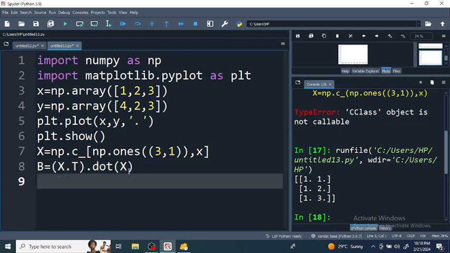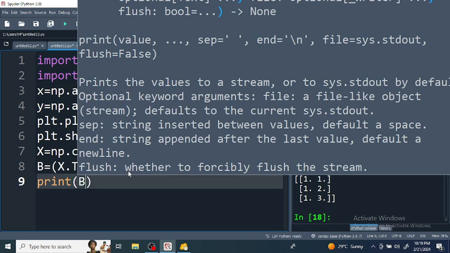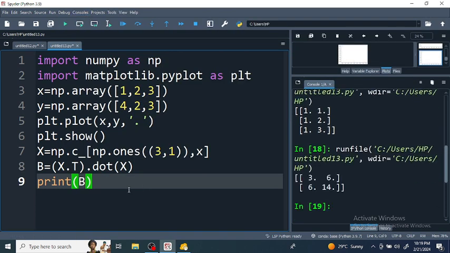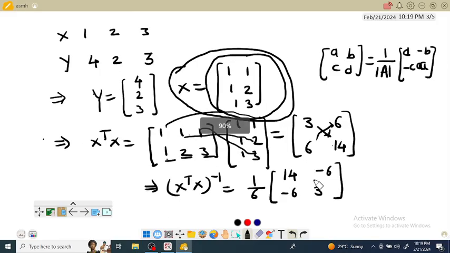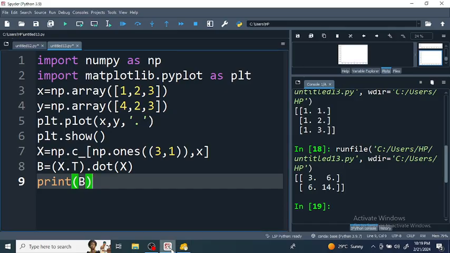Okay, and now if you print b, you can see here print b: 3 6 6 14. It is the same equation, we obtain here 3 6 and 6 14. So this is what X transpose X is. Now we want to find the inverse of X transpose X.